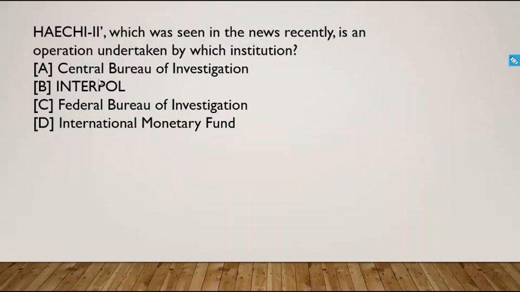Haichi, which is seen in the news recently, is an operation undertaken by which institution? The answer is Interpol. Haichi was nothing but a crackdown on online apps or any other persons who say we will provide you a loan at 0% interest and then charge something else by giving huge terms and conditions. You could have experienced this in the Play Store, where you get several apps that say they'll give you money, or that if you give them money they'll double it in some days. These kinds of online fraudsters have been trapped by Interpol, not only in India but all over the world. Almost 1,000 people were arrested. This project was done by Interpol, and India was also a participant.